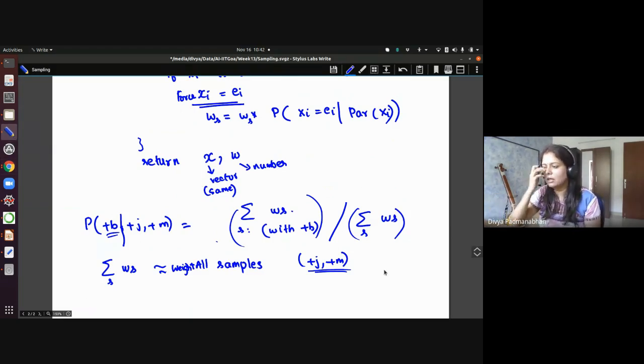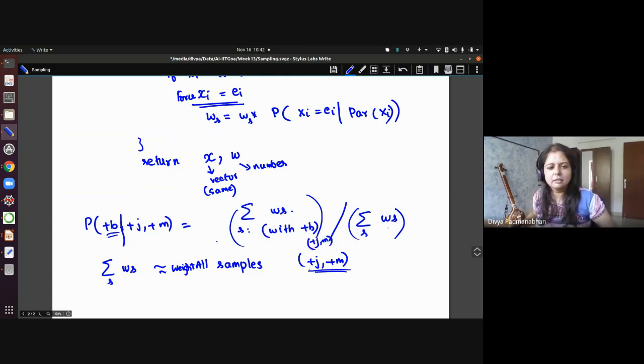So it's again a ratio of two numbers. The most general case is if every sample was relevant, you generated it and all the W's were 1. Then in that case, it will be like prior sampling itself. This number would have all the samples with plus j plus n, so it's just going to be a count of all with plus j plus n. And this one would have a sum over everything with plus b also, so this will have plus b plus j and plus m as well. But there's no need to explicitly say.